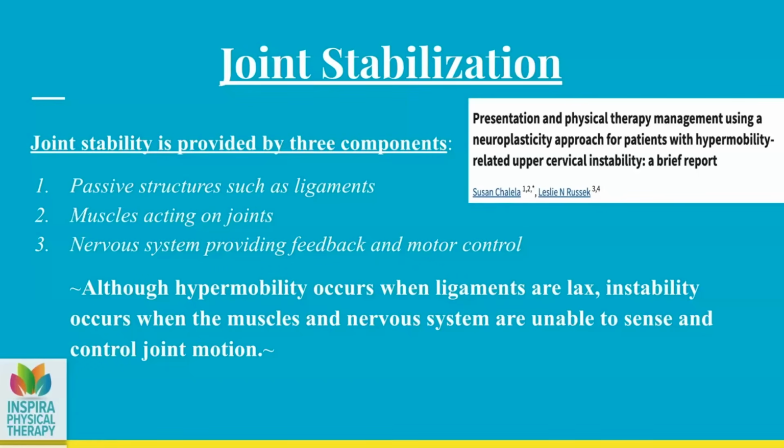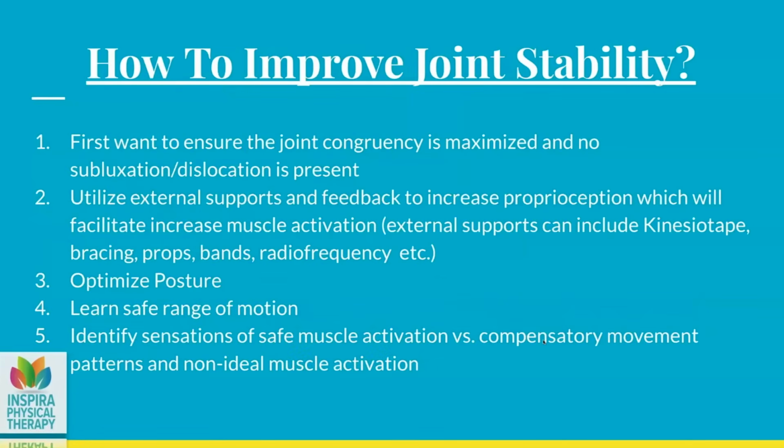So everyone's presentation is different. Everyone could have different comorbidities that make progress challenging. I'm just merely mentioning these two examples just to highlight how you can have ligamentous laxity, but not necessarily have the joint stability. But joint stability is one of the things that we really want to strive for. How to improve joint stability.